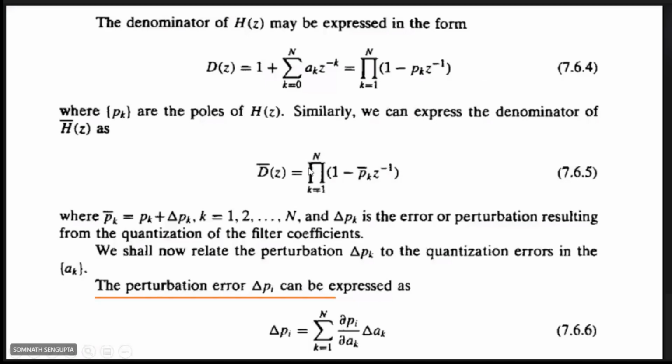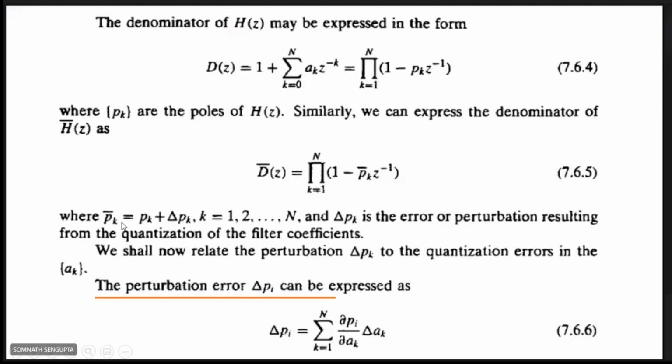And similarly, if you quantize it, there will be new poles, and the denominator will change, so the poles will change because ak has been changed to ak bar, the filter coefficients. Similarly, here pk poles will be changed to pk bar. Simple. It is as simple as that. So that means there is a change in the values of poles after quantization.